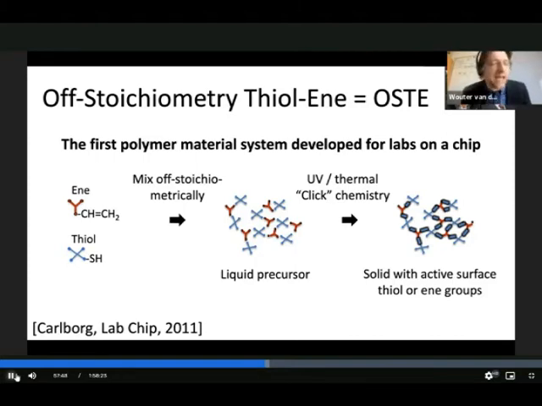The trick that we have is that we do it wrong. We take too much thiol and too little ene. And so what happens if you mix them, you will see that because we have too little ene and too much thiol, all the enes will bind, but not all the thiol. So all the enes will be eaten away, but we will have thiol groups available, reactive thiol groups. So we create a solid, but with a lot of reactive thiol groups active at the surface.